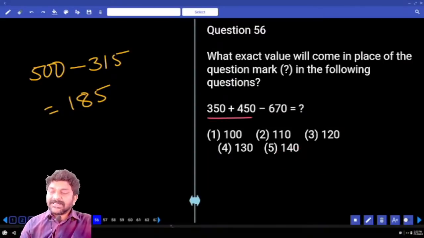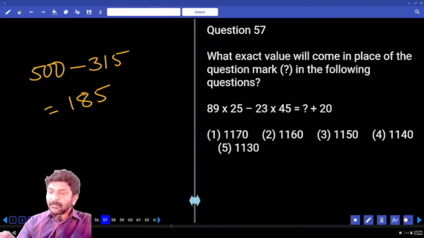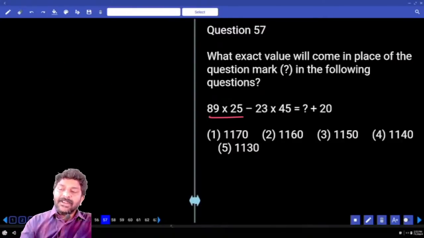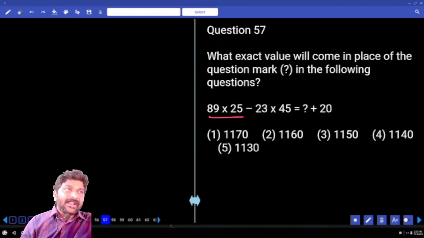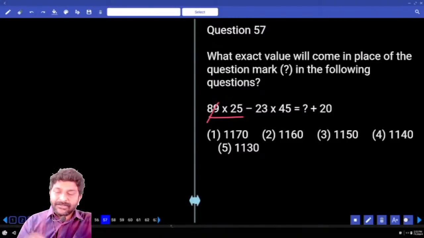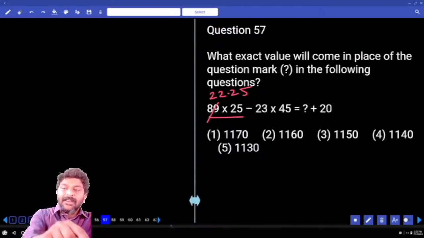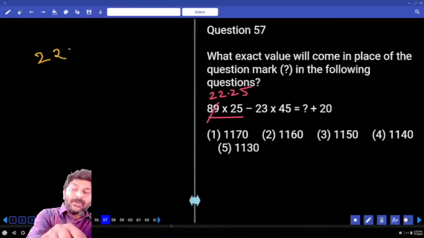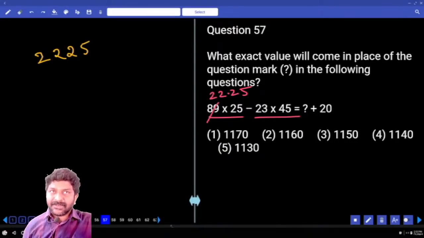Sum of these two numbers: 800 minus 670, 130. 89 25 times. Can we take 25 as 100 by 4? Take 100 as it is. Cancellation with 4. This is 22.25. Correct. Into 100 is also there. Now the value becomes 2225. Clear?